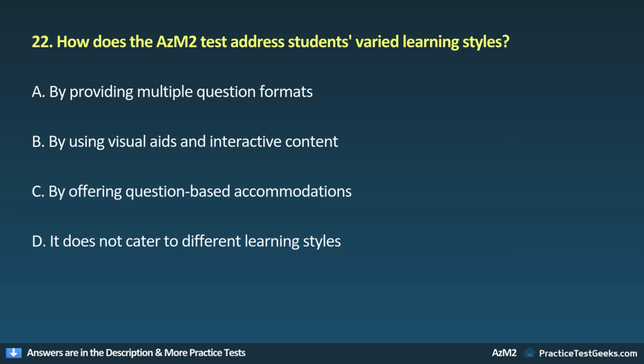22. How does the AzM2 test address students' varied learning styles? A. By providing multiple question formats. B. By using visual aids and interactive content. C. By offering question-based accommodations. D. It does not cater to different learning styles.